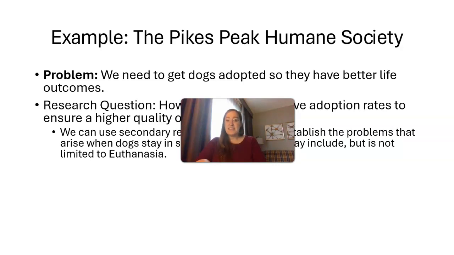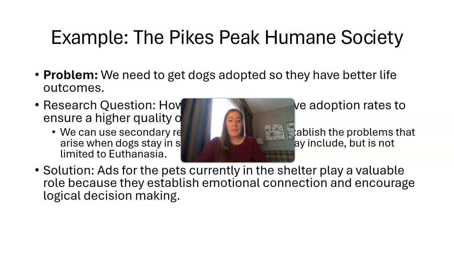We can use that secondary research that we just saw to start establishing the problems that arise when dogs stay in shelters too long, or even when dogs get relinquished to shelters. So this may include, but is not limited to, euthanasia. And this is where we bring our second paper in and we begin to build it into the work we're doing now and build around it.